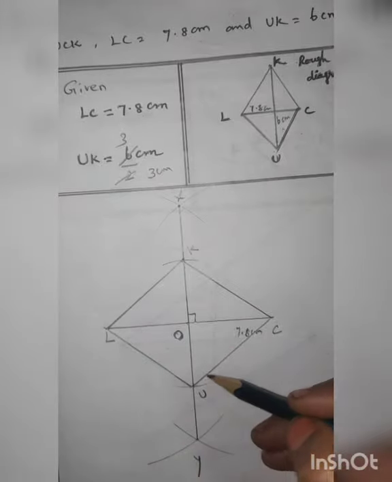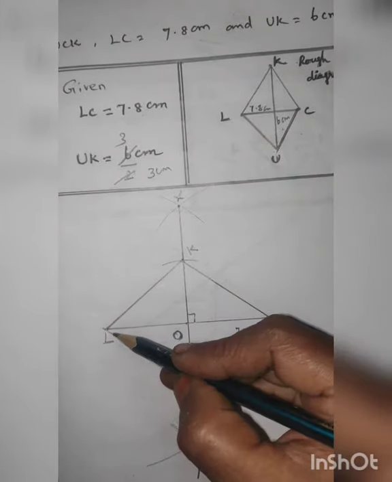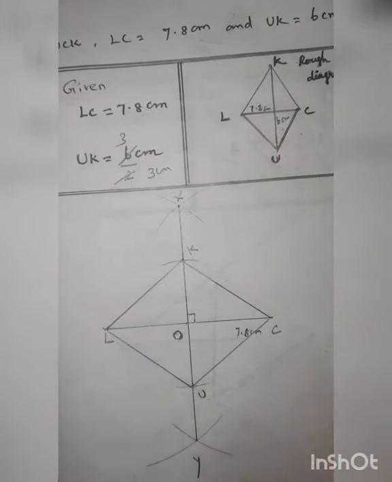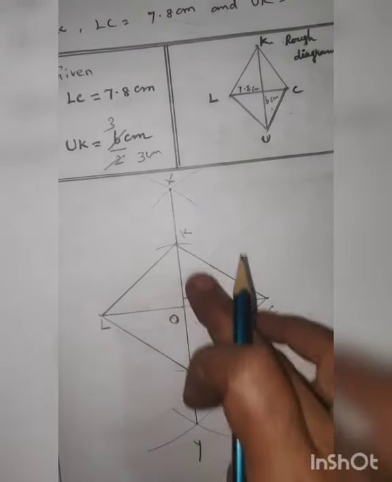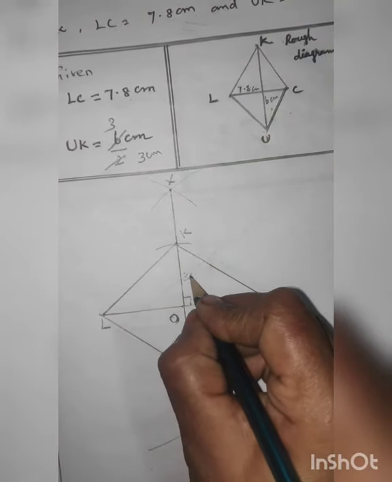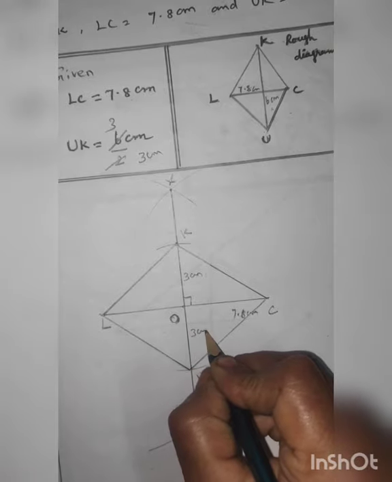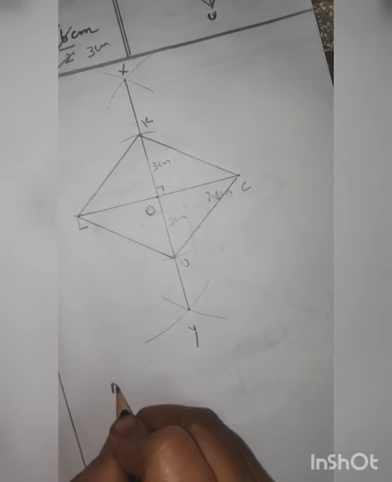Join LU, UC, CK and KL. All the points are joined. Very easy there. Now, how many centimeters is this side? 3 centimeters. Now, the area of the rhombus.